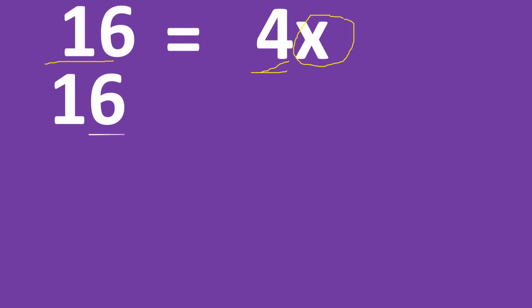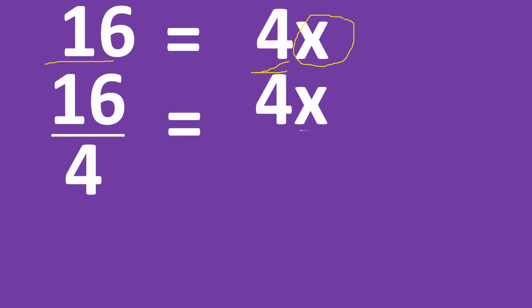So we have 16 and we will divide it by 4. And then we have the 4x and we divide it by 4. And the whole objective is to be able to eliminate the 4 on the right-hand side and be left with only the x. And by doing that on the right-hand side, we'll also be carrying out the same division on the left-hand side. So we now have 16 divided by 4, and we have 4x divided by 4.